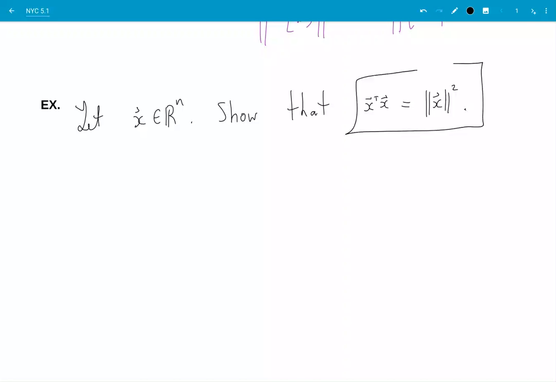Okay, this is an important formula that we'll be using a lot, so let's prove it here. We will let x equal x1, x2, all the way down to xn. And then the quantity on the left is equal to x1, x2, and so on as a row vector. And then you have the same vector, but as a column vector.